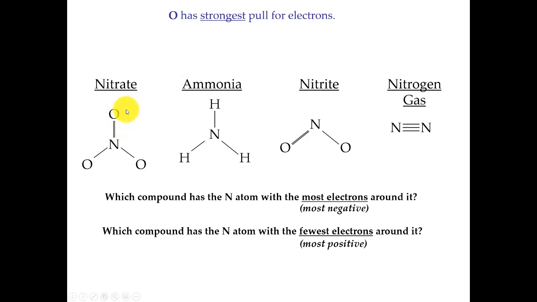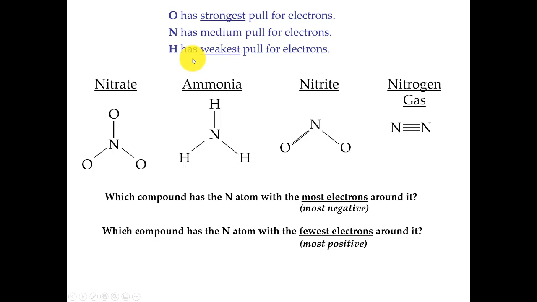When you're thinking about how hydrogen ranks when it comes to electron pull compared to all of these other atoms, it has the weakest pull for electrons. And then the nitrogen atom has kind of the in-between pull for electrons, or the in-between electronegativity. So if you know this, and actually if you know nothing except that oxygen has a really strong pull for electrons, then that'll help you figure out these two questions down here.